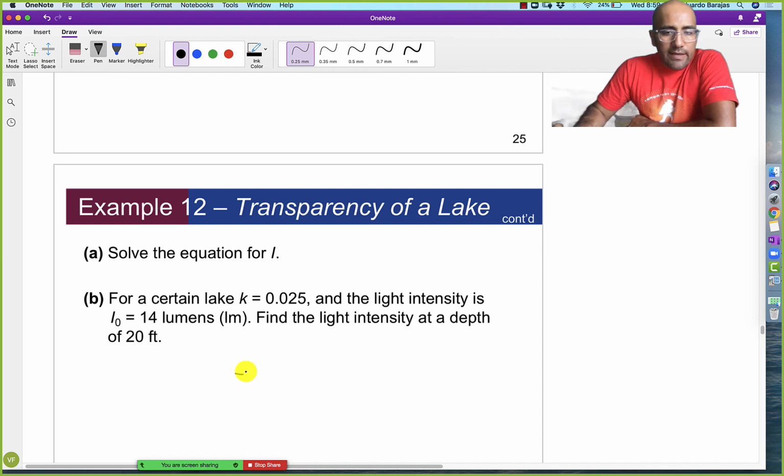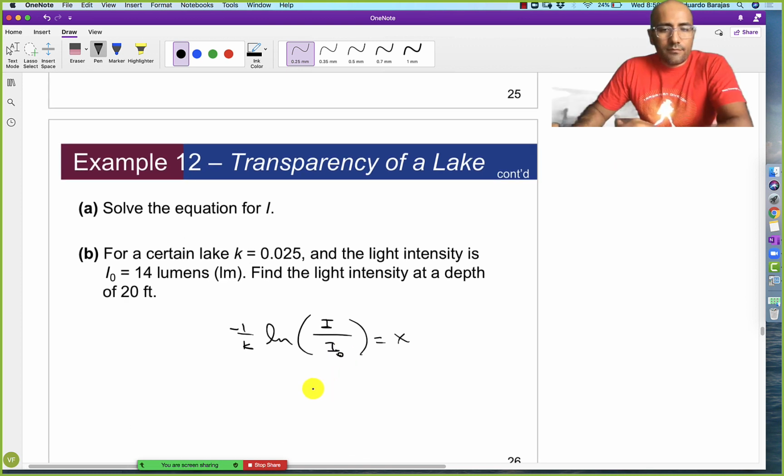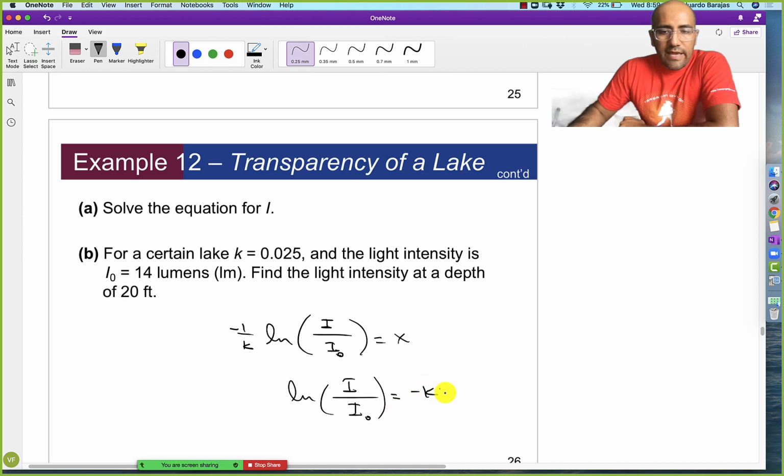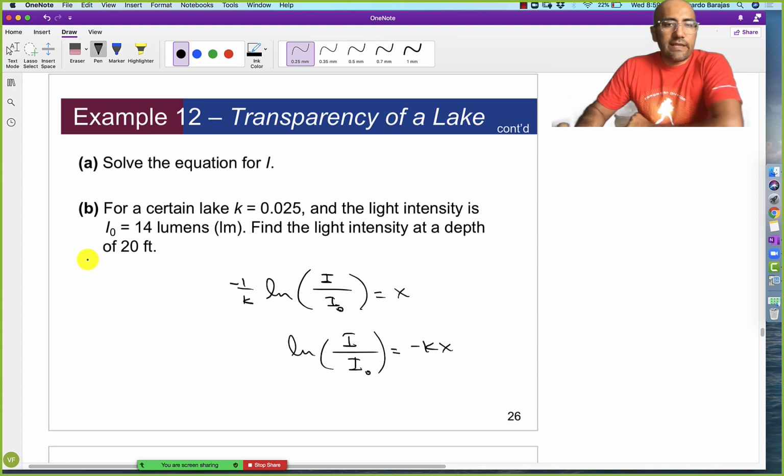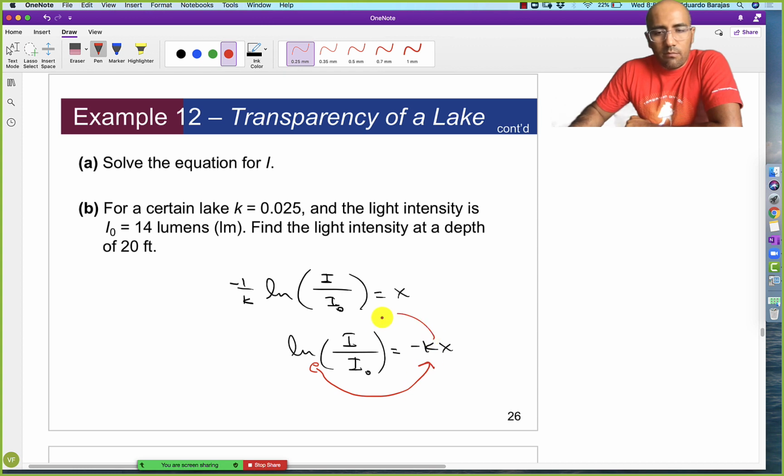So we have that negative 1 over k, ln of I over I naught equals x. So solving for capital I should be pretty easy. Ln of capital I over capital I naught is equal to kx, right? Multiply both sides by negative k. And now we want to use the definition of logs. Remember, this is a little e there. E as the index raised to that power must be equal to whatever's in there.